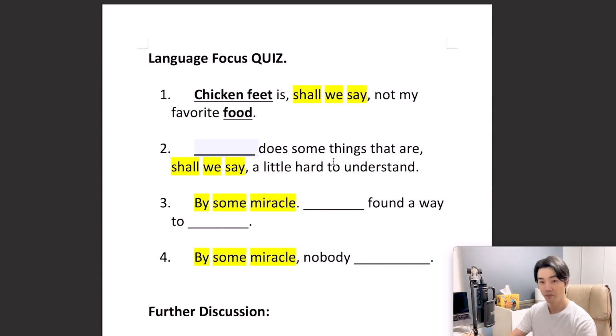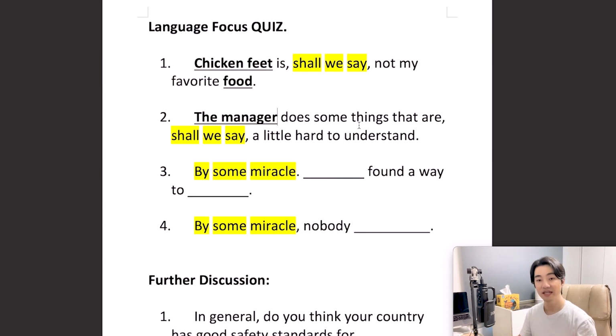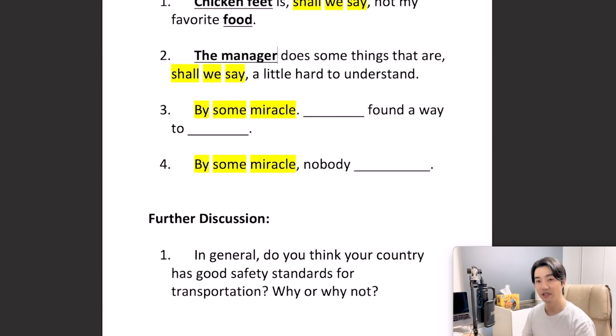Number 2. Does some things that are, shall we say, a little hard to understand. The manager does some things that, shall we say, are a little hard to understand. So the understatement is like, 매니저는 좀 이해하기 어려운 일을 한다. 근데 reality, 현실, 매니저는 아주 이해하기 어려운 일들을 한다. Very difficult to understand.